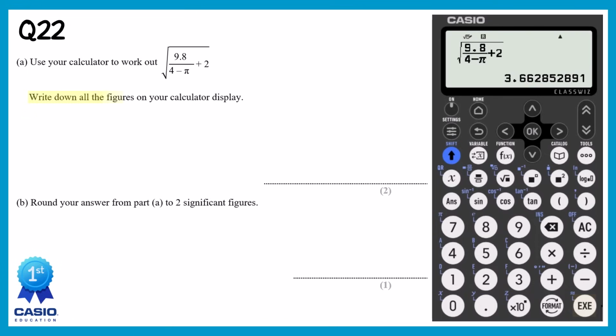The question says to write down all of the figures of your calculator display, so we'll write them all down. It's 3.6628528991. In the second part of the question, we need to round this number to two significant figures.